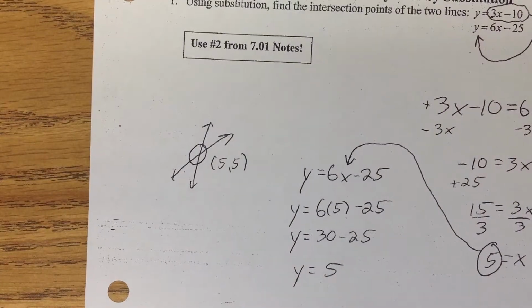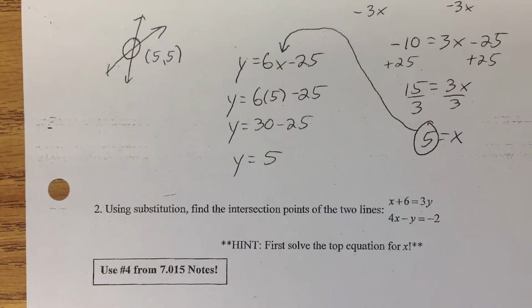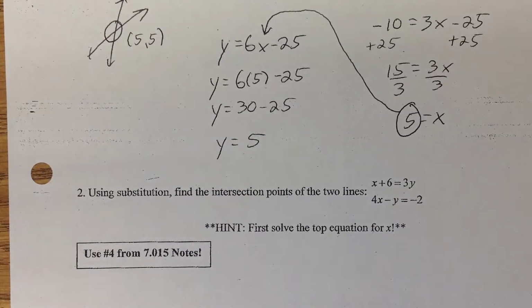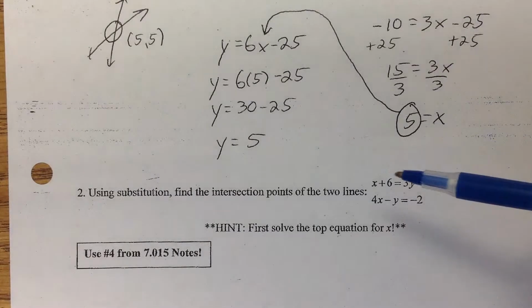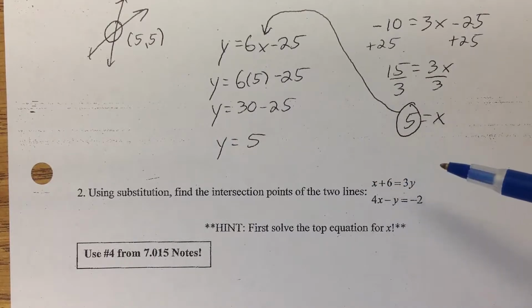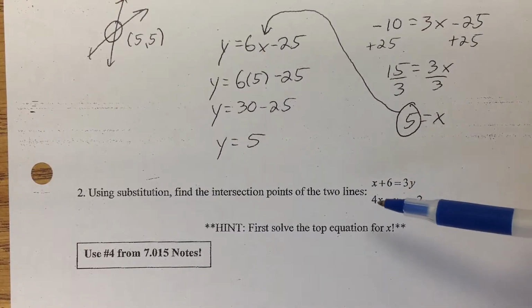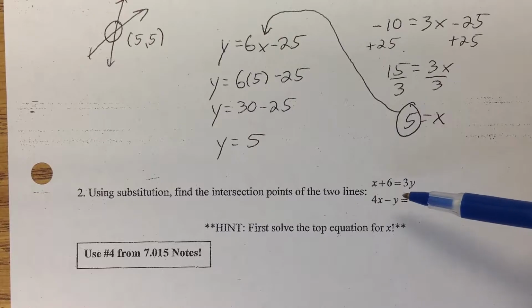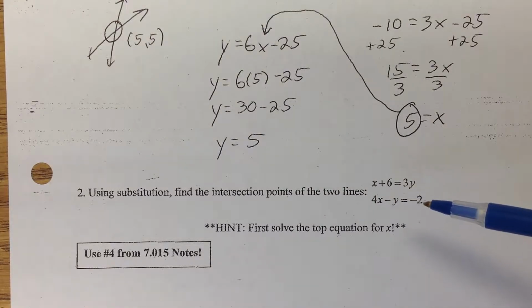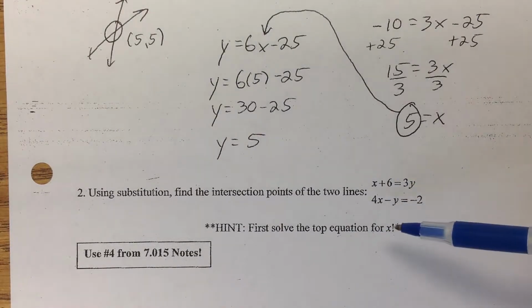All right, let's take a look at the second one. This one's a little harder. Using substitution, find the intersection points of the two lines. Now what you're going to notice about this one is, unlike the last one, we don't have a letter by itself. This x has the 6 next to it, this y has a 3 next to it, this x has a 4 next to it, this y has the negative sign in front of it. We don't have a letter that's just all by itself. So before we can do our substitution, we need to get a letter by itself.